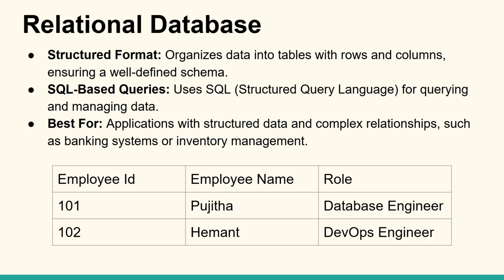Imagine a table named employee. Each column represents a data field and each row is a record. This structure makes relational databases ideal for scenarios where relationships matter, like banking or inventory systems.